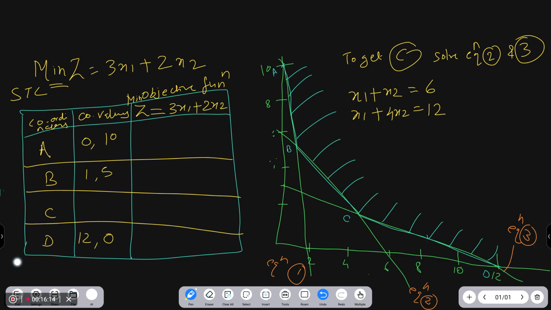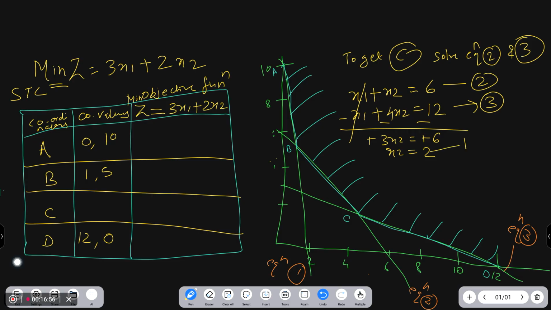Just by changing the sign, x1 is going to be cancelled, and here minus 3x2 is equal to minus 6. Minus will be plus, and what is x2 here? x2 will be 2, 6 divided by 3. Now put this value of x2; this is my equation number 2 and this is my equation number 3. So what we can do is put this value in equation number 2, that will be simple for us, right?